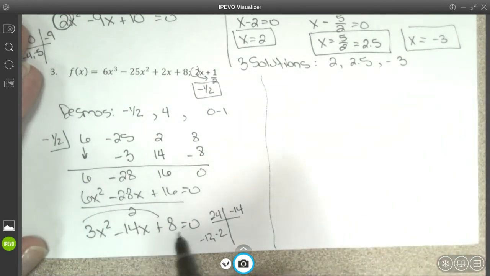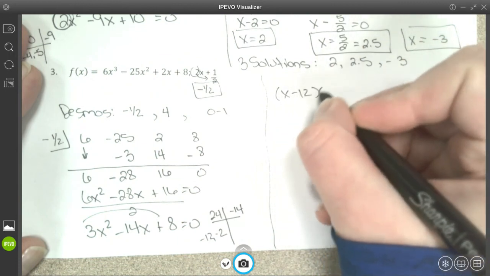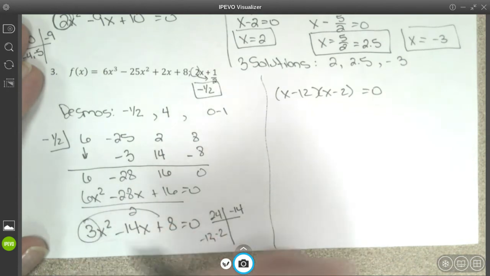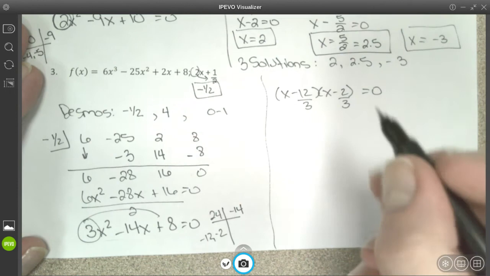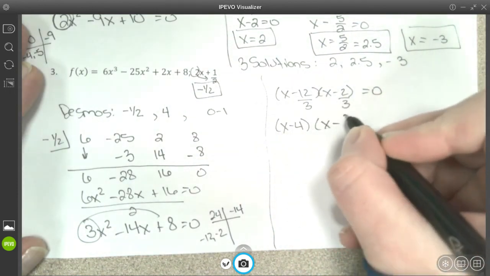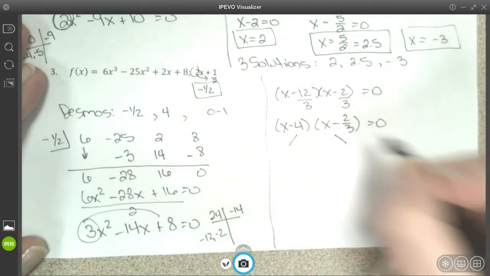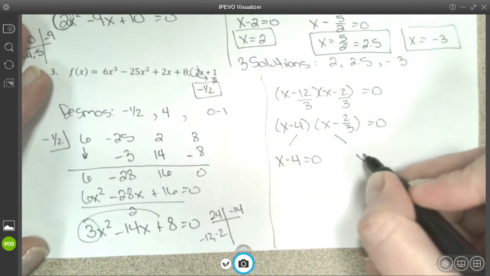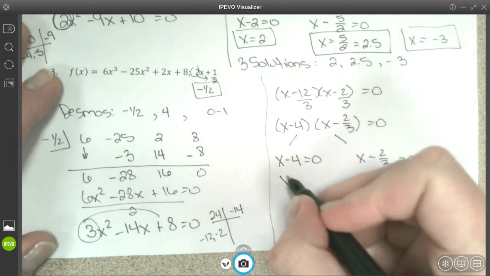So I want to finish factoring this. So this factors x minus 12, x minus 2 equals 0. Your a is 3, so I'm going to have to divide both of those numbers by 3. I get x minus 4, and x minus 2/3 equals 0. When I write my two equations, I get x minus 4 equals 0. And x minus 2/3 equals 0.